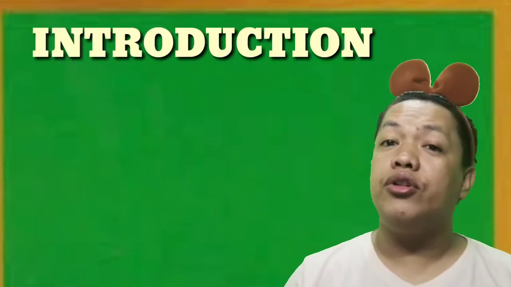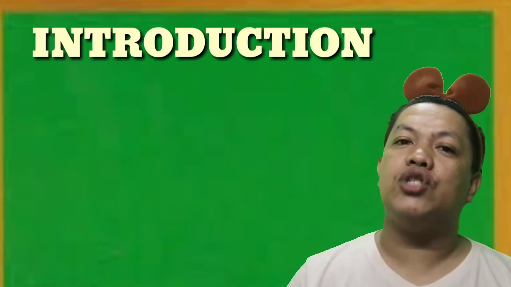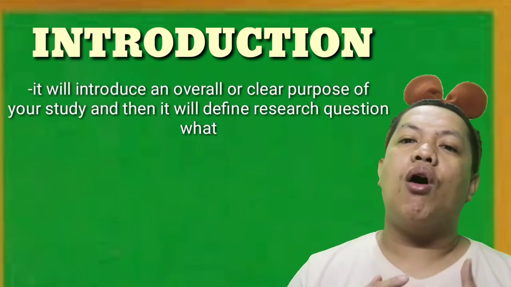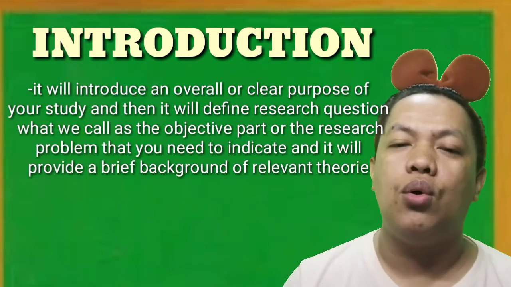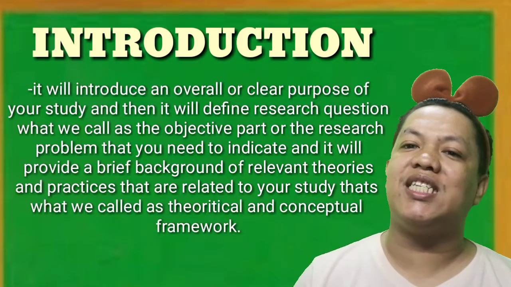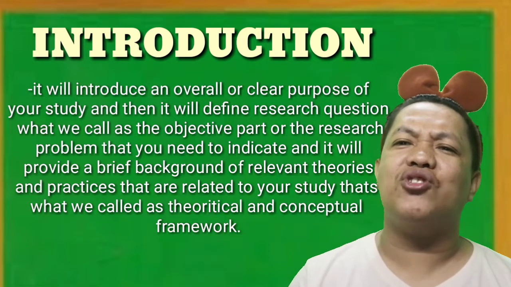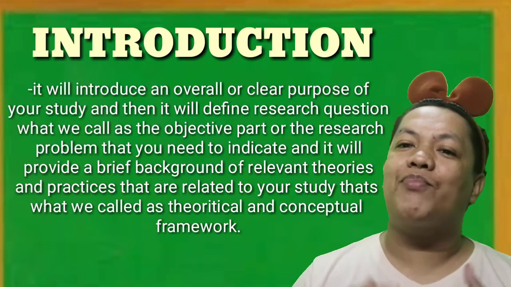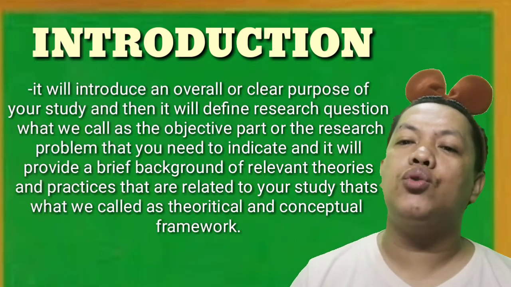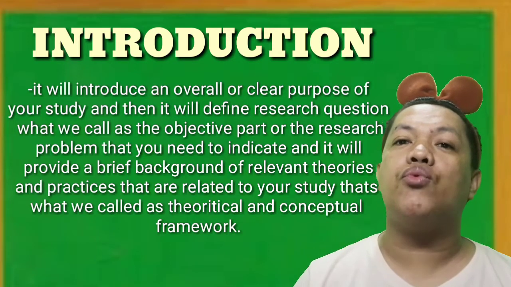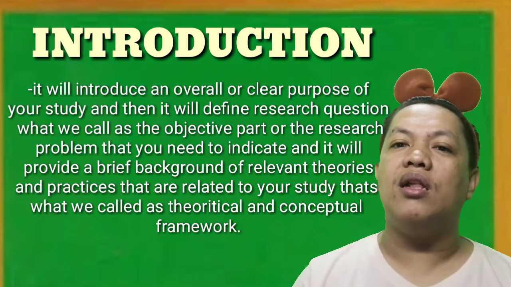Second major section of research is the research introduction. What are the things written in the research introduction? First, the purpose: it will introduce an overall or clear purpose of your study, and then it will define research questions, what we call the objective parts or the research problems that you need to indicate, and then it will provide a brief background of relevant theories and practices that are related to your study. That's what we call the theoretical and conceptual framework.